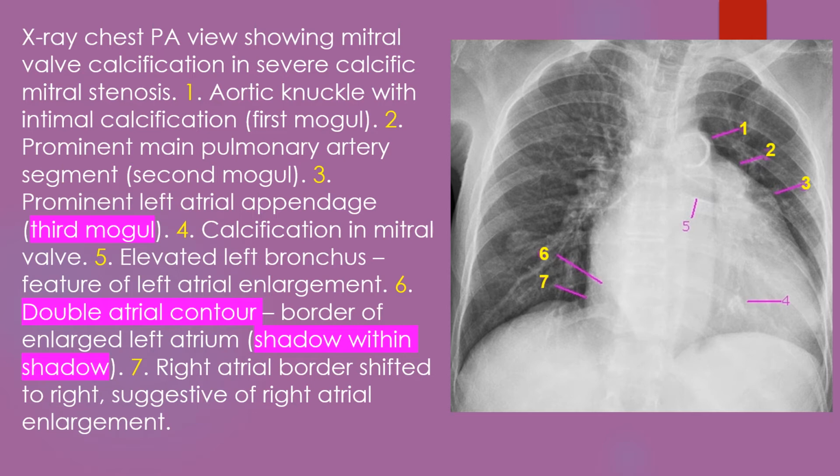5. Elevated left bronchus, a feature of left atrial enlargement. 6. Double atrial contour, border of enlarged left atrium, shadow within shadow on the right border. 7. Right atrial border shifted to right, suggestive of right atrial enlargement.